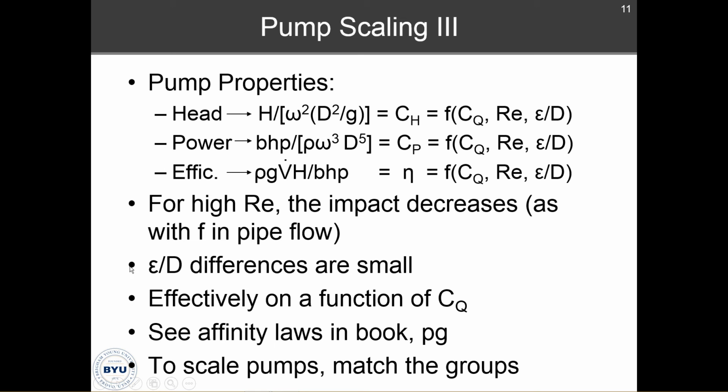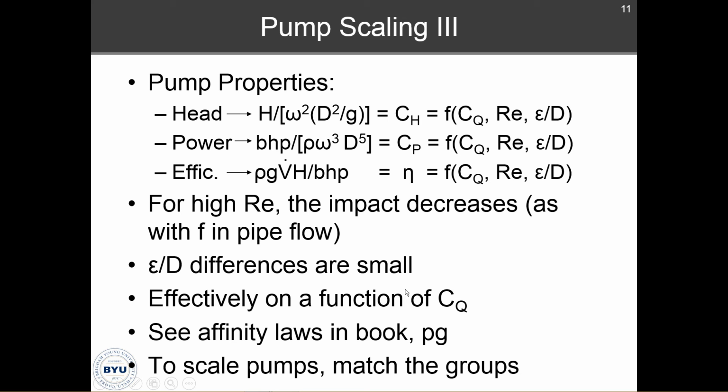Not only that, what we find is that in pumps, the roughness differences are very, very small. In pipes where you have long distances that you're flowing, they make quite a large difference. But in a pump, it's a very small area and a very small length. Relative to the losses you get from spinning blades, the roughness losses are extremely small. So what we learn based on that is that effectively the performance of the pump is solely a function of the coefficient of flow rate.